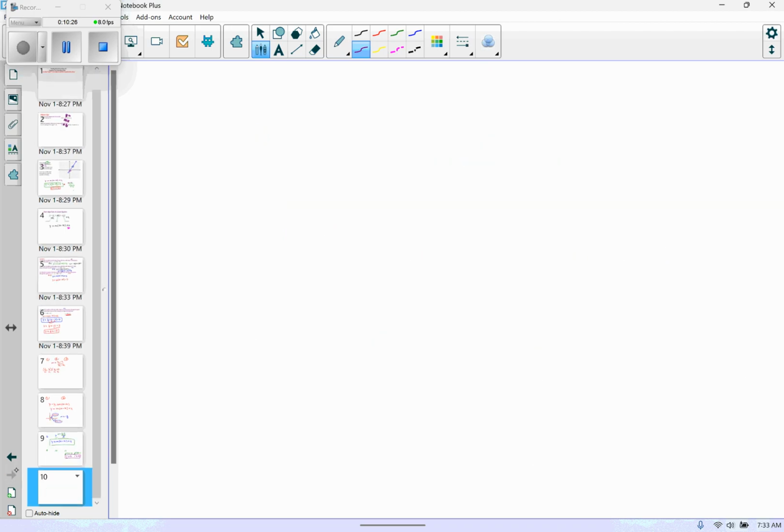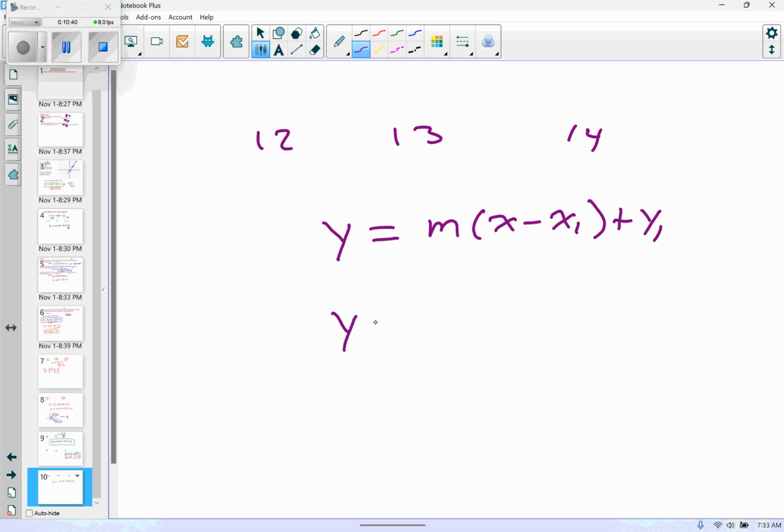And then for 12, 13, and 14, we want to go from this to this. So what you'll have to do is make sure once you plug your points in, you distribute your slope over the parentheses and then combine the like terms. For problem number 13, make sure you find the slope first. So your slope equation is going to be this.